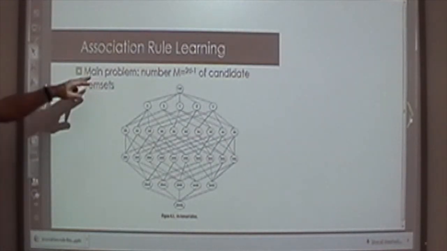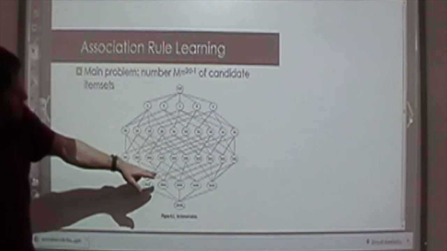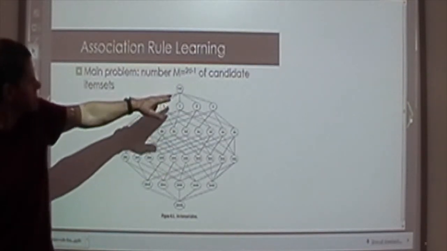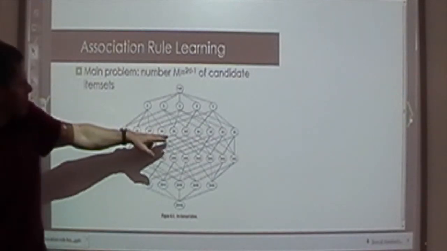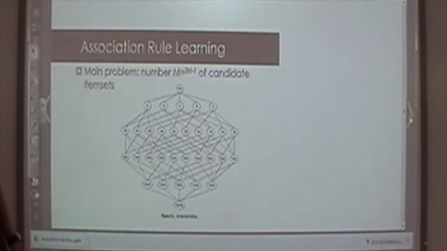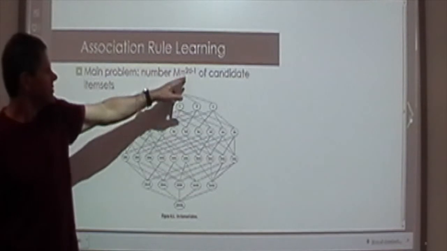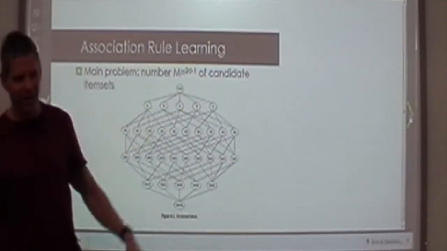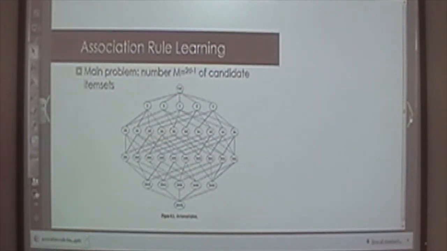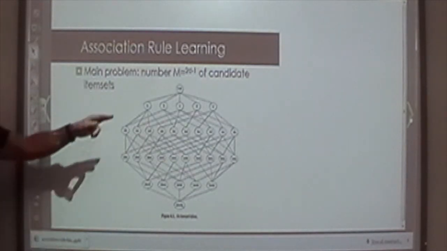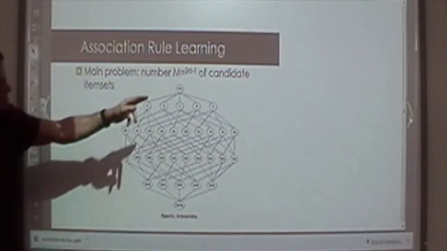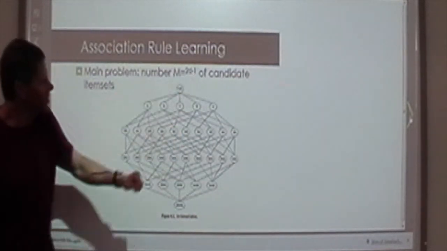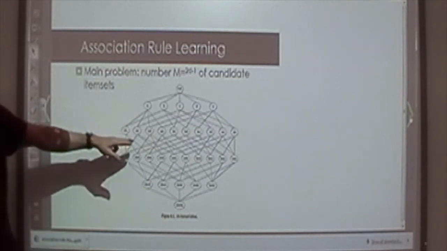So, here's the main problem, the number of candidate item sets, n equals, oh, it's 2 to the d minus 1 is a possible number of item sets. So that got superscripted there. The 2 should be down below. 2 to the d minus 1 is the number of candidate sets.